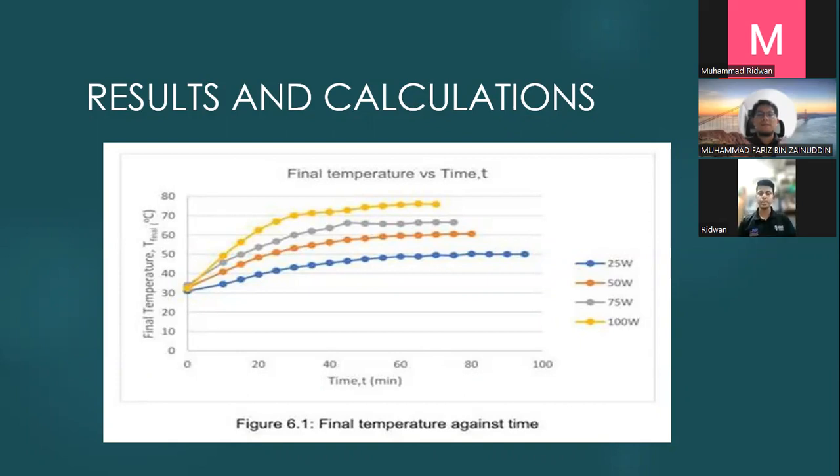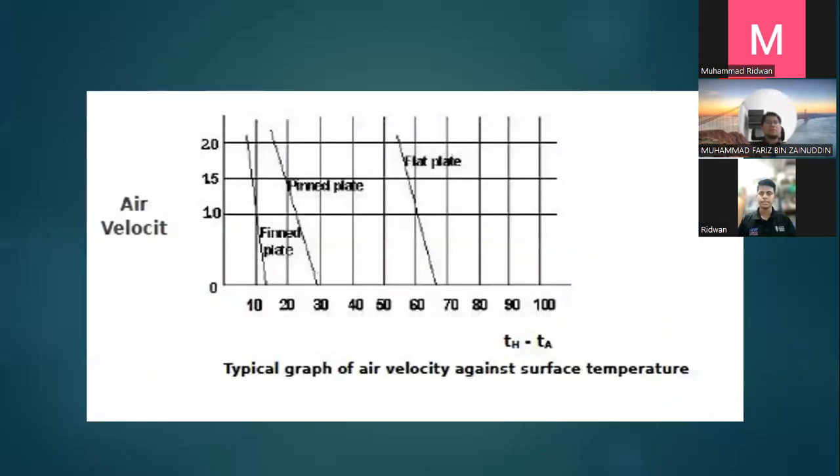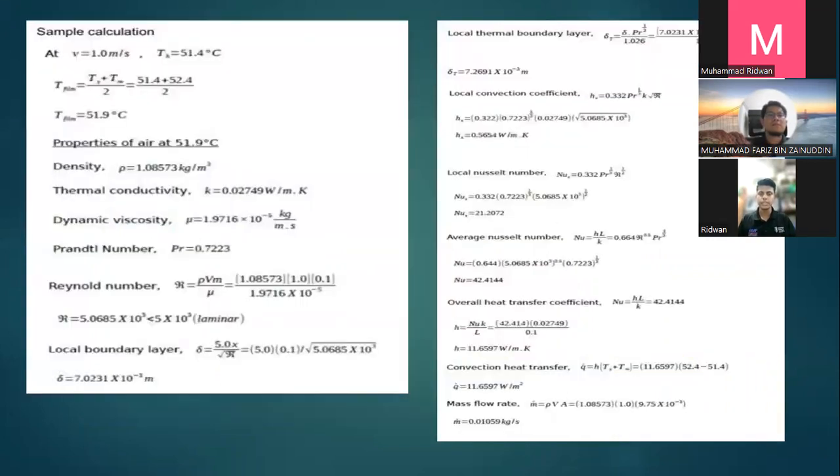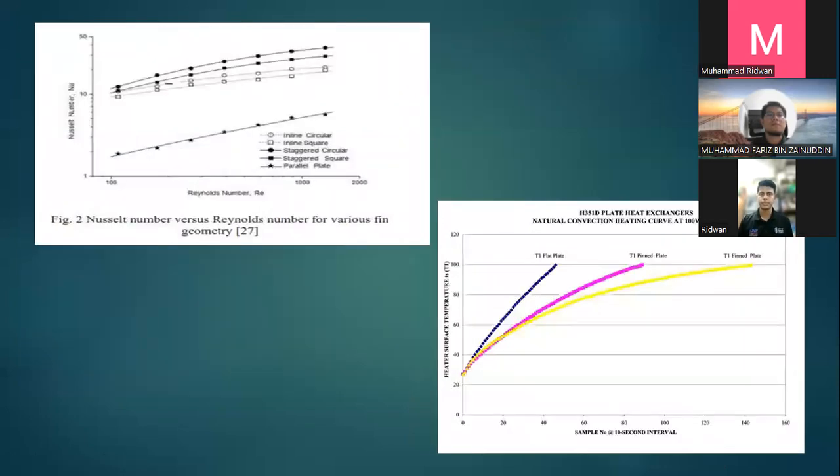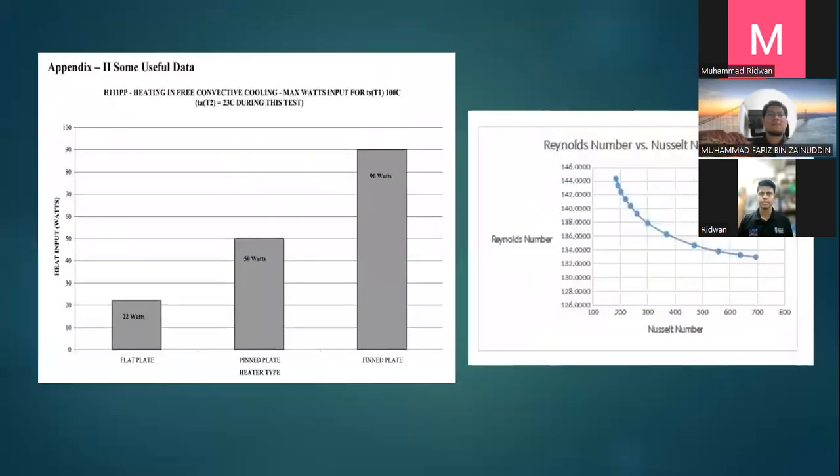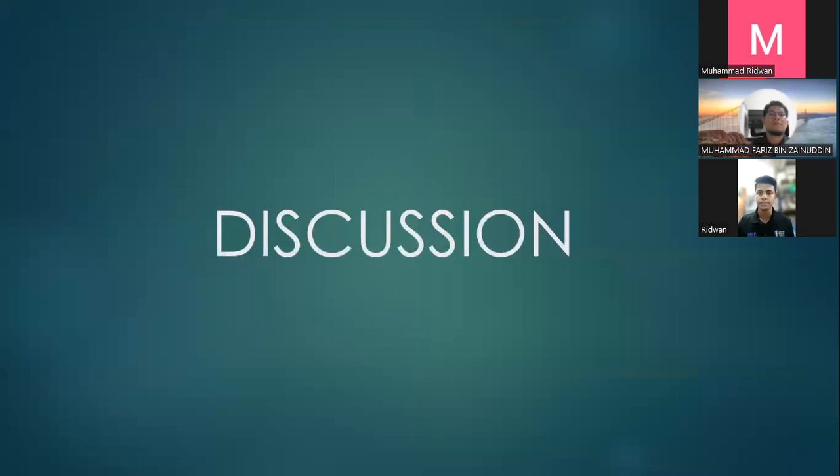I will continue with the result and calculation. This is the graph for final temperature against time. This is a typical graph of air velocity against surface temperature. And here is the sample calculation, some useful data, and the Reynolds number versus Nusselt number graph. We will continue with the discussion.